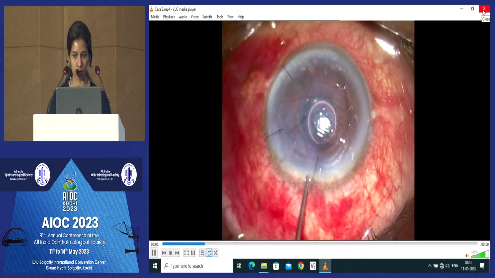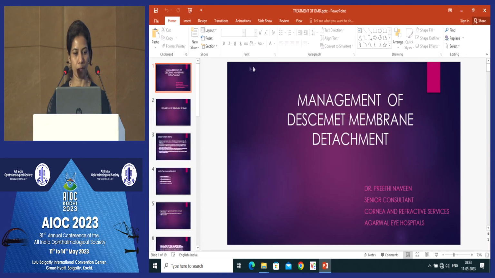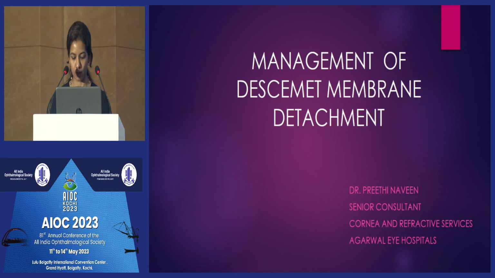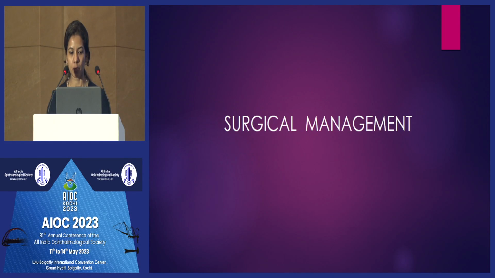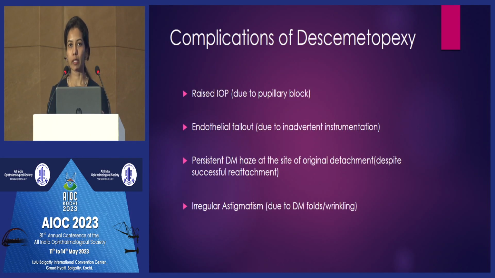And yeah, going back to my presentation. So for each case, I think the management would differ based on the type. If it is a taut DM, then you would have to release the attachments at the periphery, because just by putting in air, it is not going to settle. You will have to use a 26 cystitome, which is bent in the reverse direction, and just try to release the DM at the periphery so that the DM attaches well. So classify your detachment prior to deciding your treatment plan.